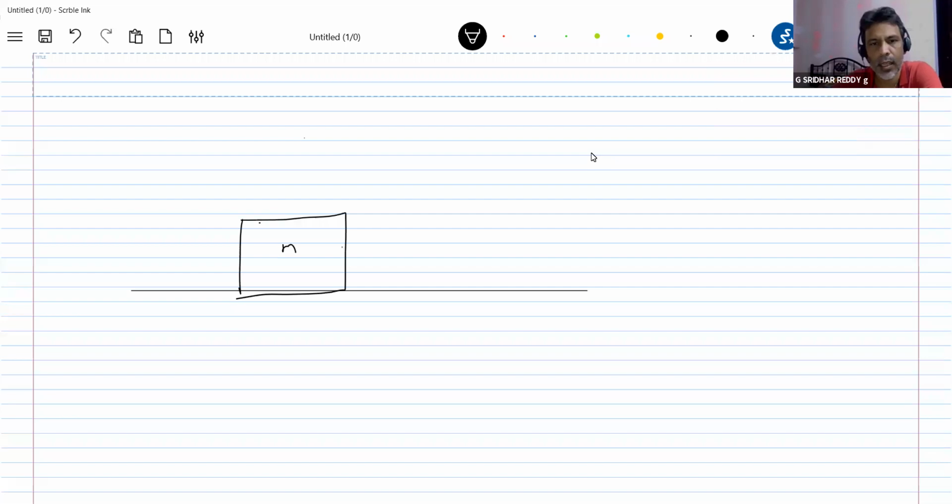Then I'll apply an external force. An external force will be applied, and these are the normal reaction, this will be weight, and there's the direction of friction. If you see in the books, they define one quantity called the angle of friction.